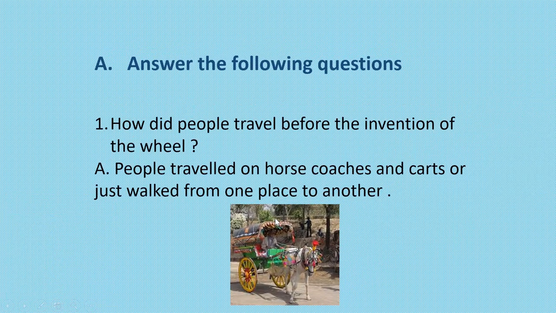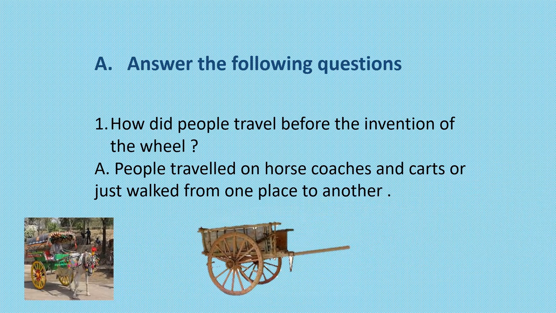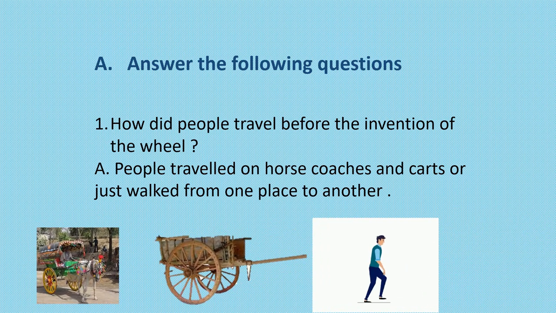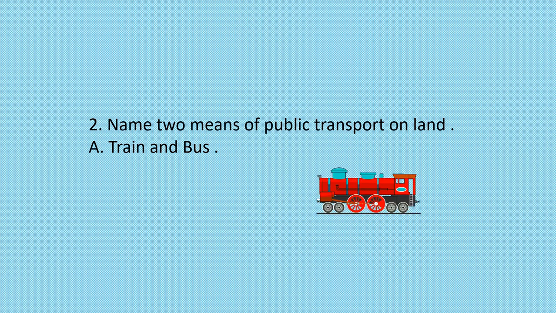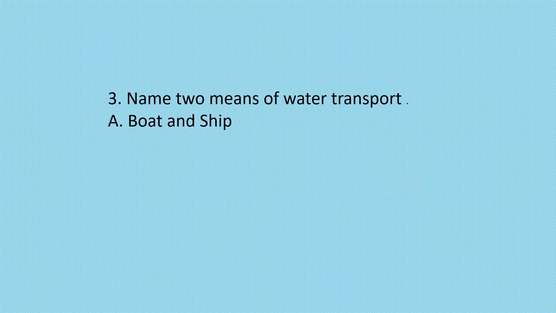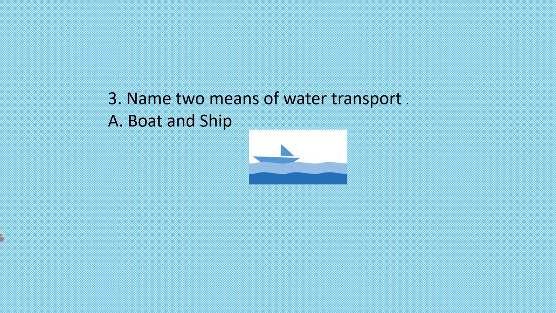First question is, how did people travel before the invention of the wheel? Answer is, people traveled on horse coaches and carts or just walked from one place to another. You see all the three pictures: horse coaches, carts, or they used to walk from one place to another. Now, second question, name two means of public transport on land: train and bus. Now third question, name two means of water transport: boat and ship.